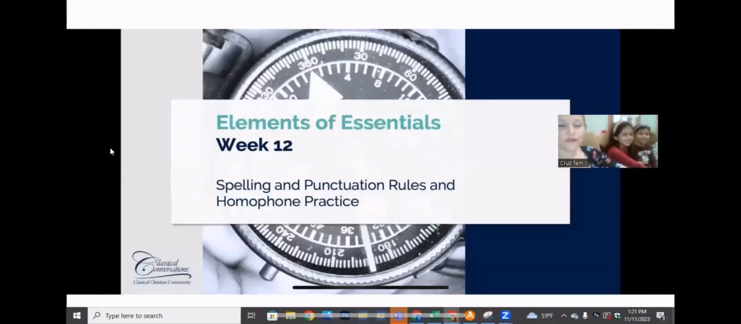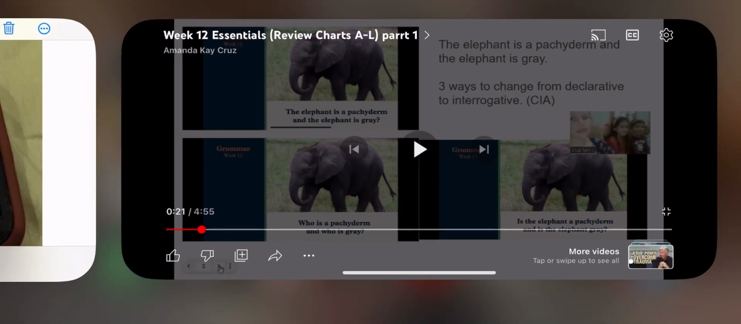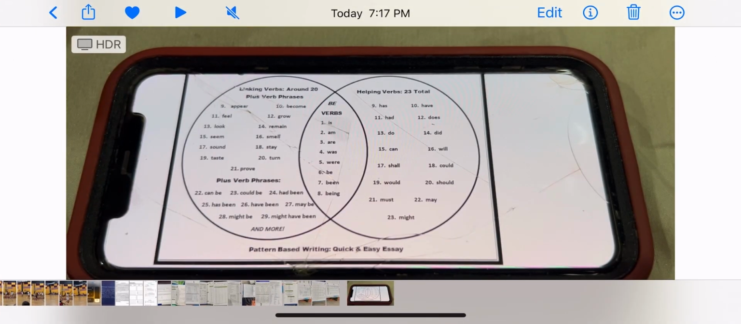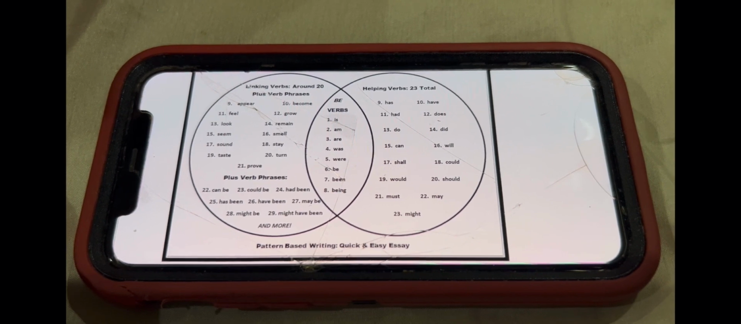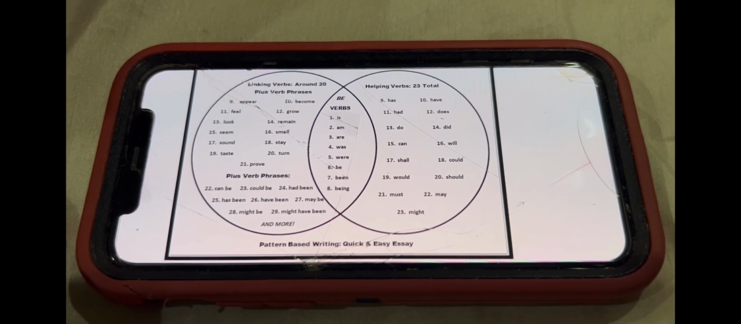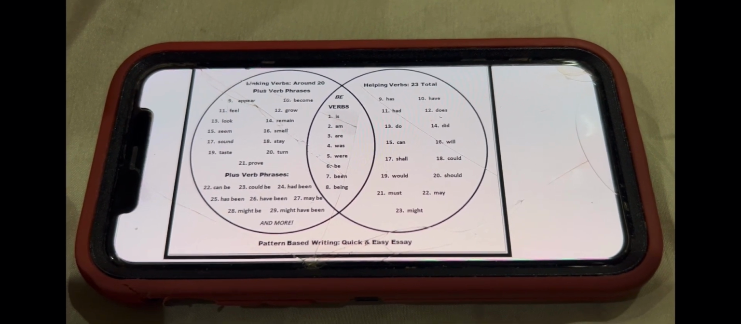For week 12, the purpose we're focusing on is interrogative. Interrogative sentences always ask a question and end with a question mark. There are 3 ways to change a declarative sentence into an interrogative sentence. Remembered by the acronym CIA, you can change the end mark, insert an interrogative pronoun, or add a helping or linking verb.